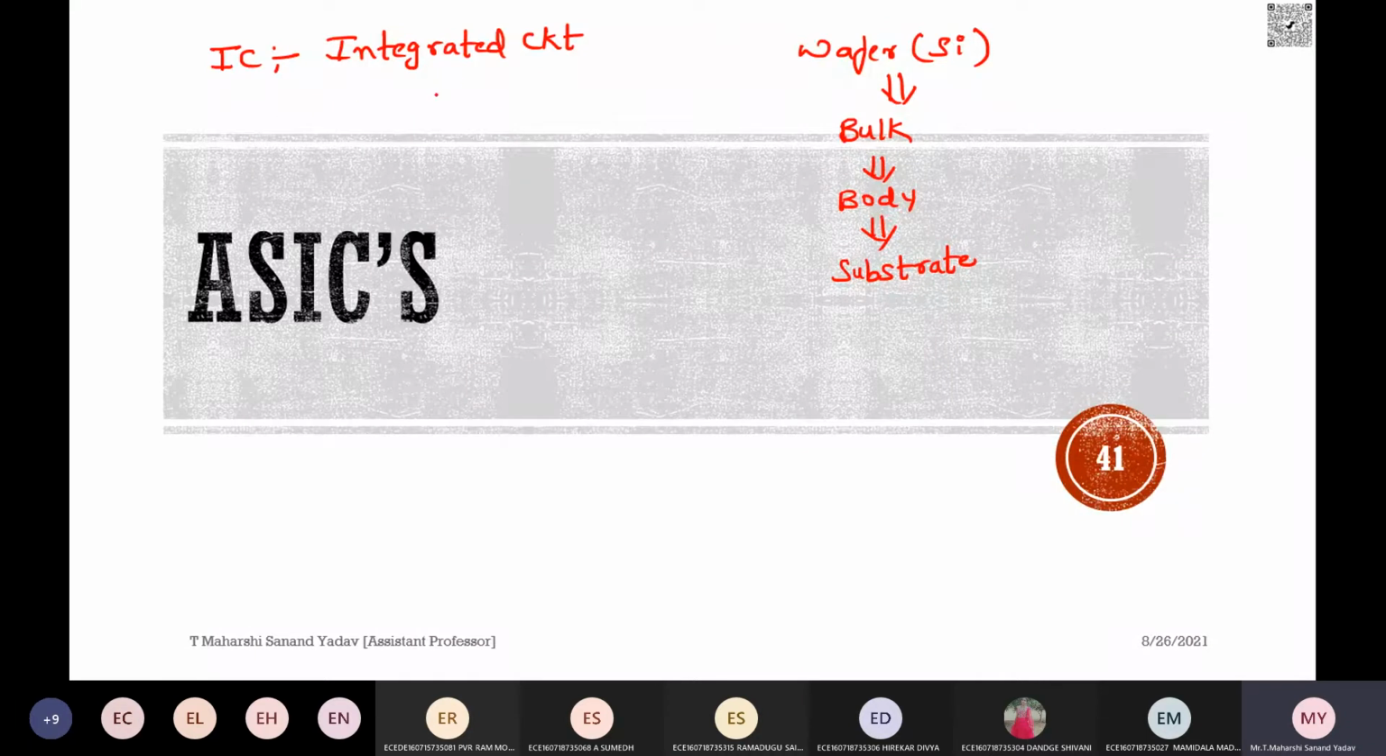So IC is nothing but an integrated circuit which contains both active and passive components. What are the active and passive components? Examples? Resistance, capacitance, inductance. Active or passive? RLC are passive components, meaning they absorb energy, whereas the components which give away energy are called active components.